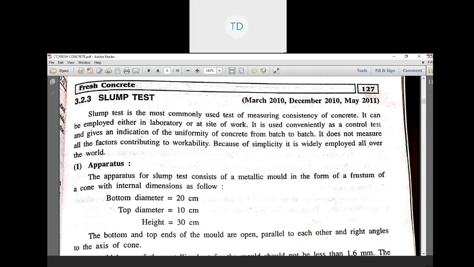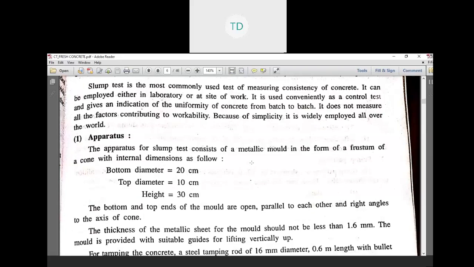First, the slump test. The slump test is the most commonly used test for measuring the consistency of concrete. It can be employed either in the laboratory or at the site of work. It is used conveniently as a control test and gives an indication of the uniformity of the concrete from batch to batch. It does not measure all the factors contributing to workability. Because of its simplicity, it is widely employed all over the world.